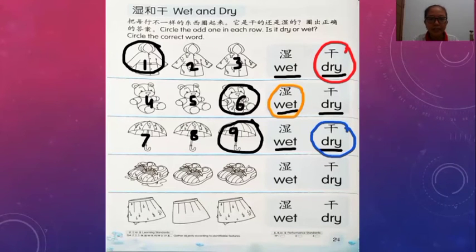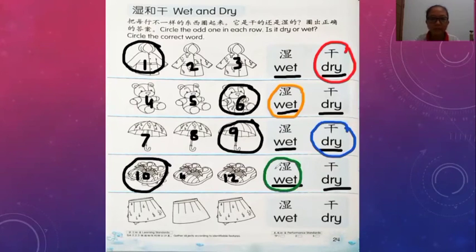And then next, we'll see shoes over there. I will write number 10, 11, and 12, right? Now find the odd one. Number 10, right? So we'll circle number 10 and look at that shoes. Is it wet or dry? Wet, okay. We will circle wet. Basah, right?